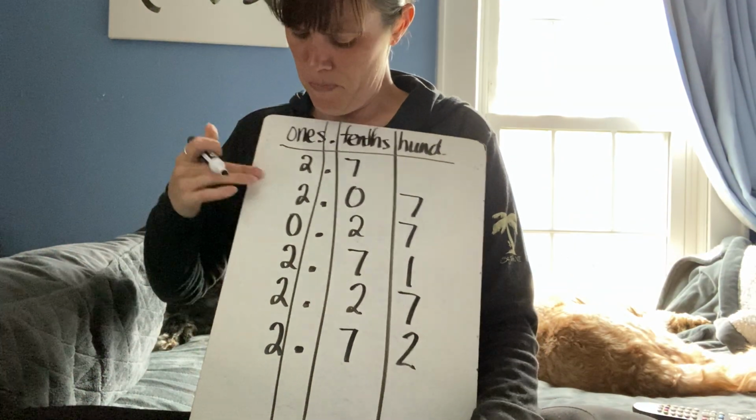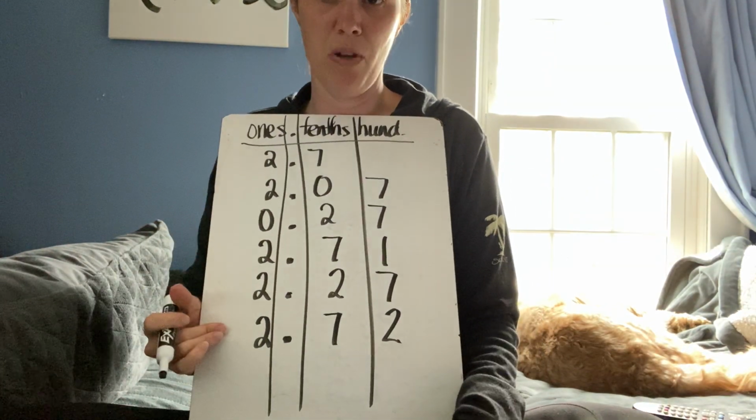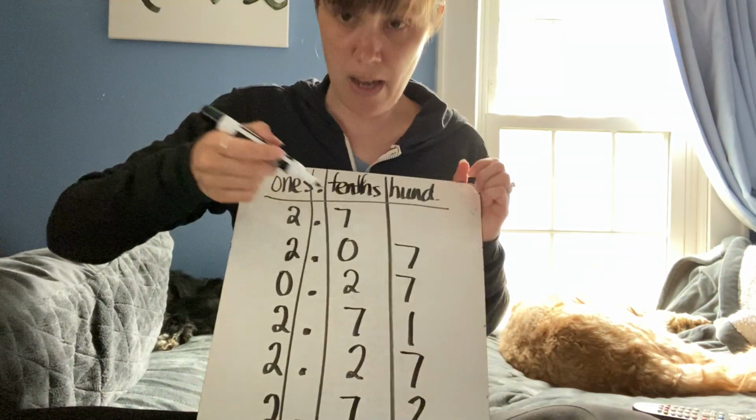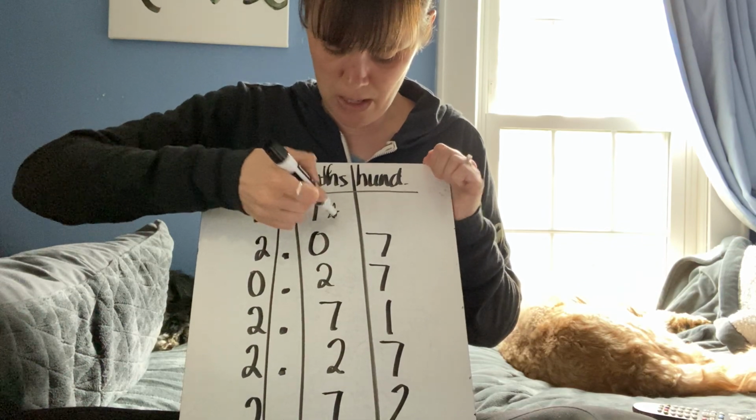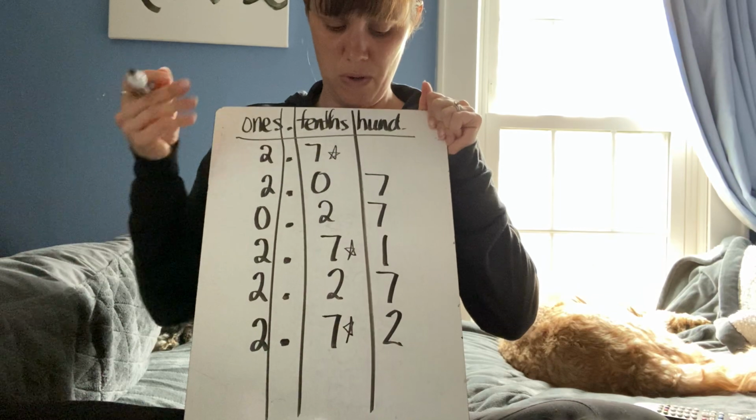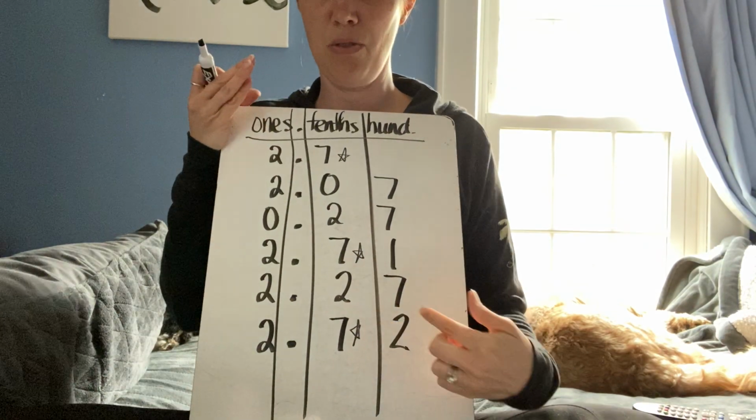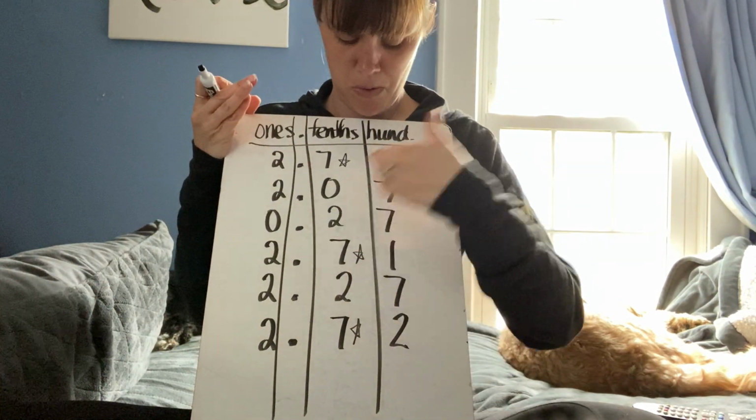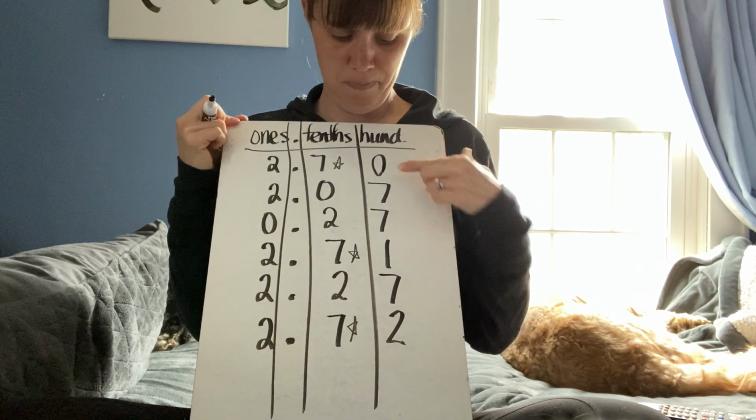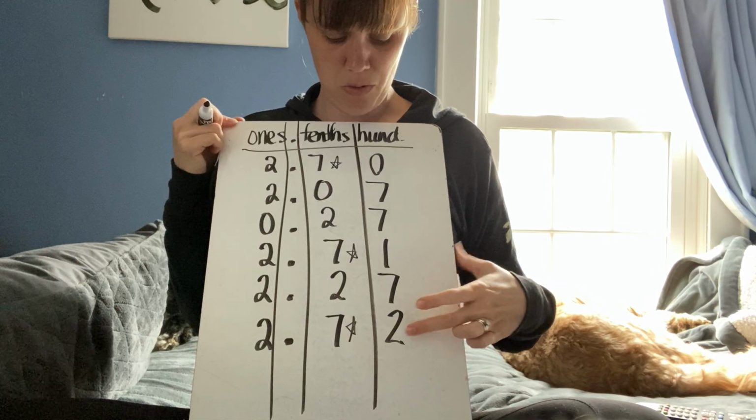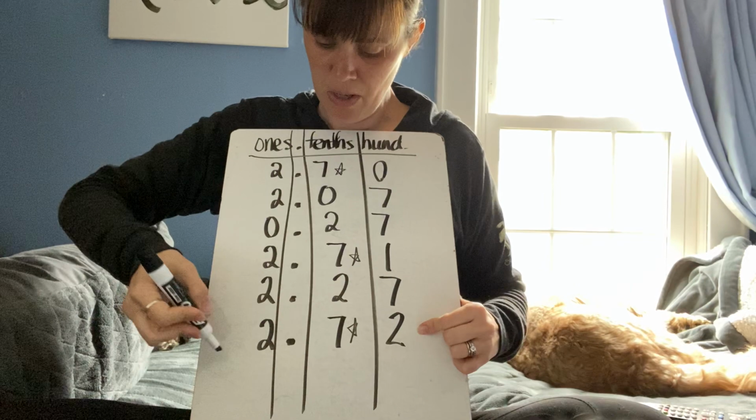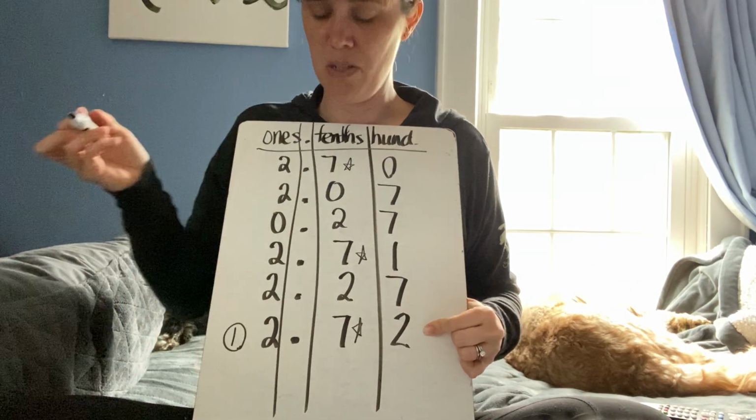All right, so my ones, I don't have one bigger than the next. So we go to the tenths. All right, so let's look at the tenths. This one is a 7. I'm looking for the biggest ones, this one and this one. Okay, so now we've narrowed it down to 3. So we go to the next spot. Well, this is a 0. Let's put it as a 0 right now. This is a 1, this is a 2. Which one is bigger? The 2 is bigger. So this is our biggest one.